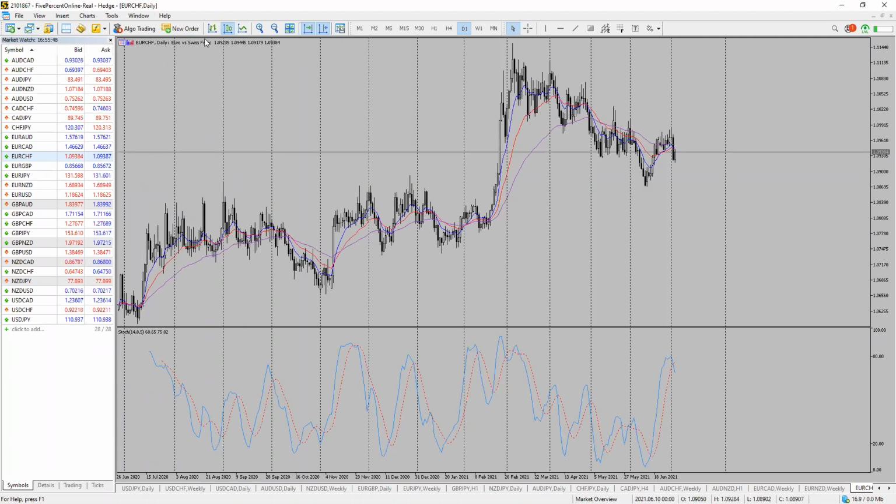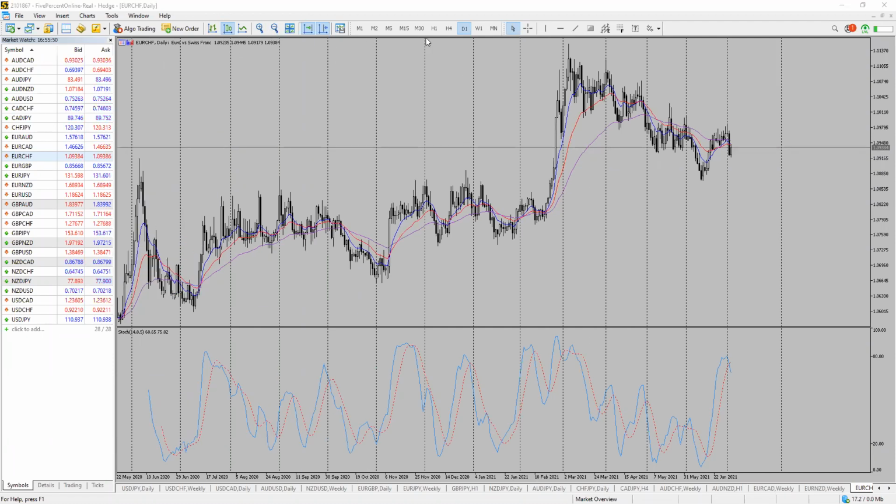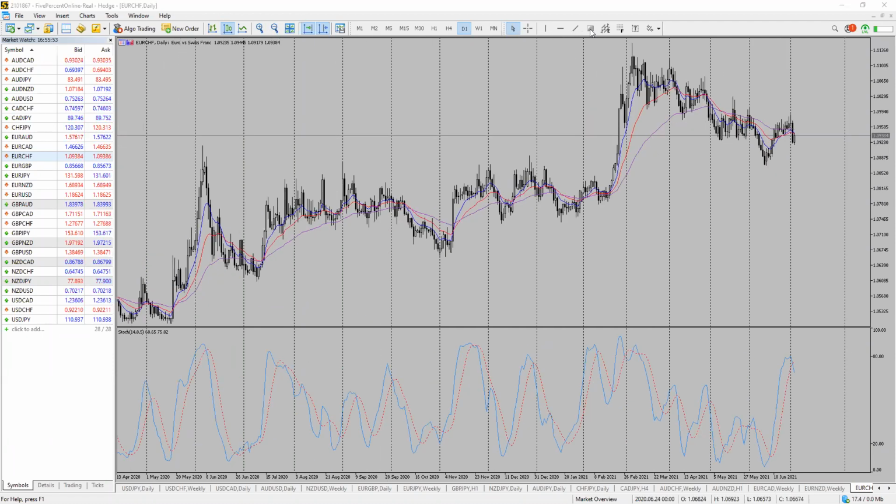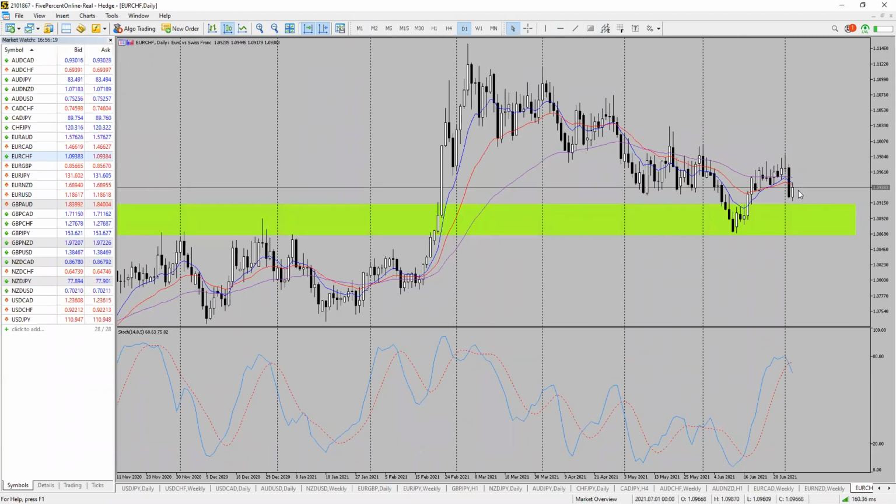Euro Swiss looks like a nice uptrend. Okay, this whole area here, we had supply tested, and then breached, and now retested. You can see how it compressed into this area. And I would wait for the Euro Swiss.